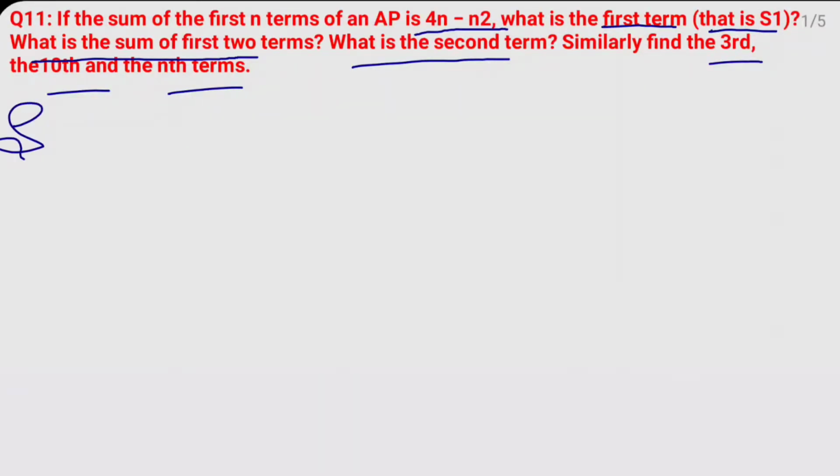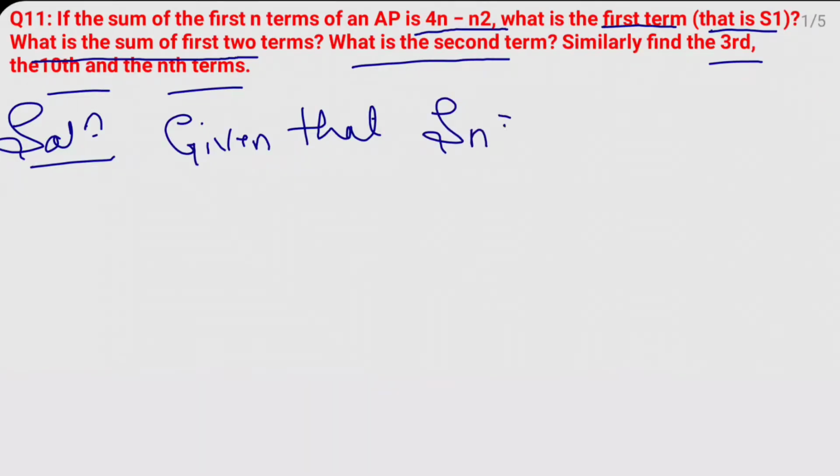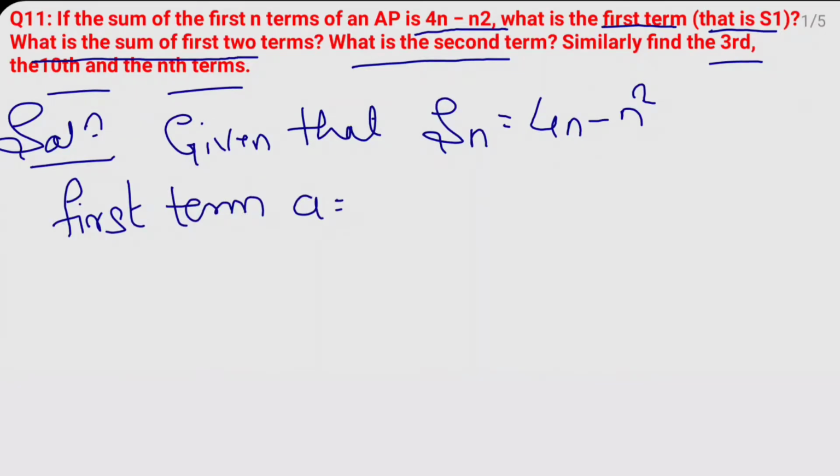So let me solve here. Given that Sn equal to 4n minus n square, and here the first term, that is A, and sum of first term is S1. Both are equal here.